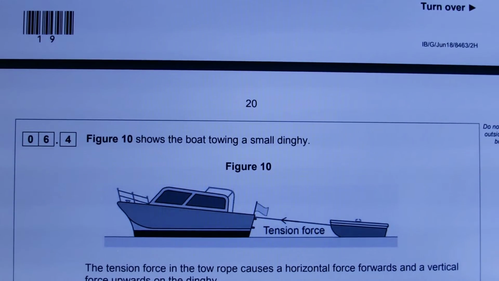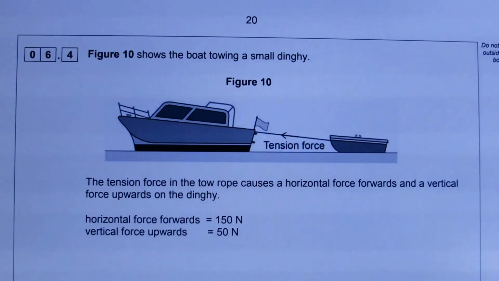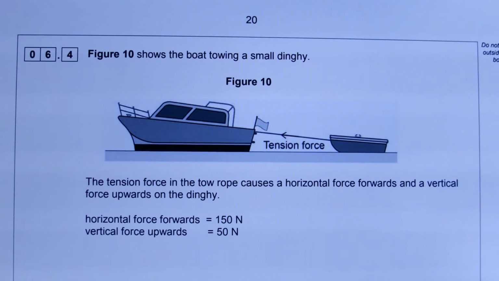Figure 10 shows the boat towing a small dinghy. Tension force. Why is the tension force pointed in one direction? Tension force goes both ways. Causes a horizontal force forwards and a vertical force upwards on the dinghy. 150 newtons and 50 newtons. Your rope is too short.